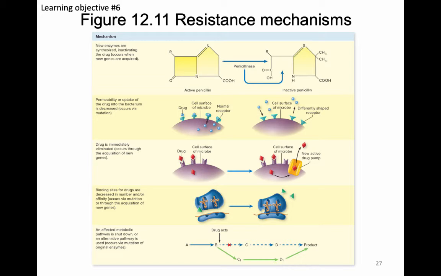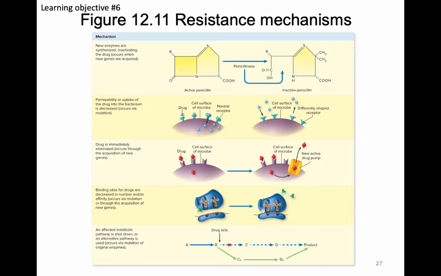So bacteria become resistant to antimicrobials either through acquiring new genetic information, which results in one of these 5 things happening. One example is new enzymes are made by the microbe that make it resistant to the antimicrobial. An example of one of these enzymes is penicillinase, which is an enzyme that some bacteria can make that will open up the beta-lactam ring of a beta-lactam antimicrobial so that the antimicrobial drug is now inactive and the microbe can survive in its presence.